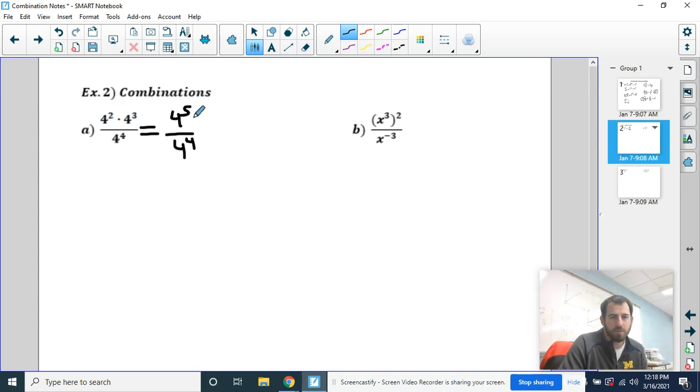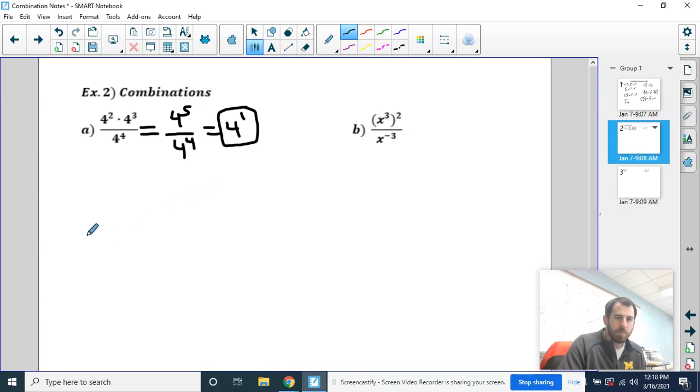And then now we have our second rule. We're dividing with the same base, so we're going to subtract those exponents and we'll get 4 to the first power. Another way we think about it is how many more 4s are on top? Well, there's 1 more 4 on top, so I leave 1 more on top. If there was 1 more on the bottom, I'd have left it on the bottom.